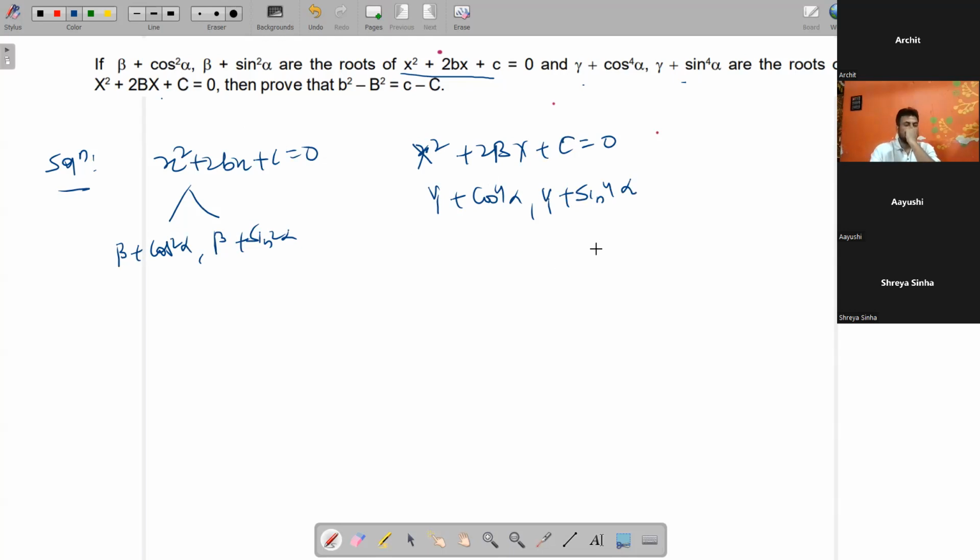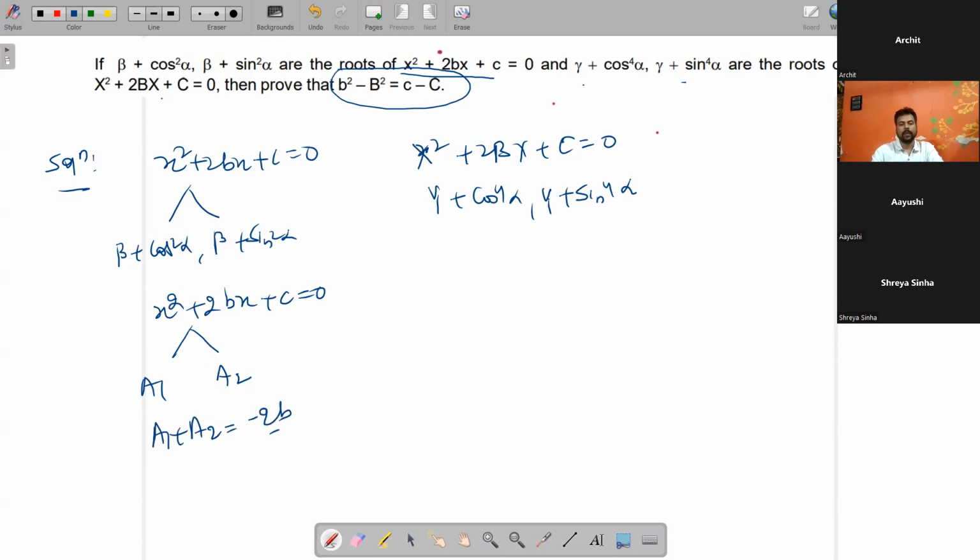And we have to prove this, and there is no term like beta and gamma. So we can think, suppose we have a general quadratic equation ax square plus 2bx plus c equal to 0, and it has two roots, let's say a1 and a2. So the sum of the roots would be minus b by a, and the product of the roots would be c by a.